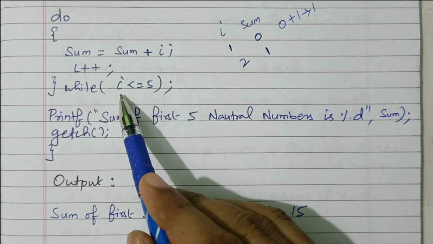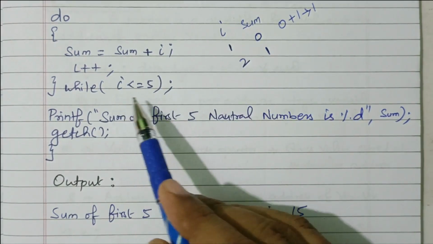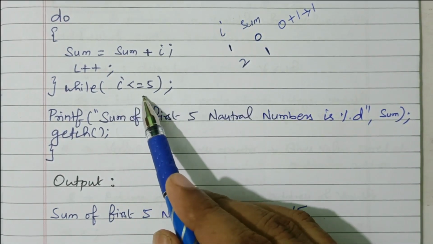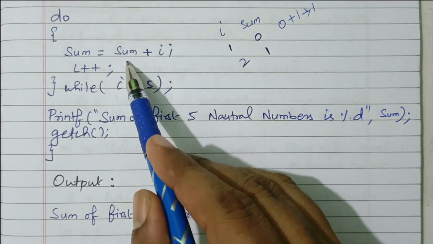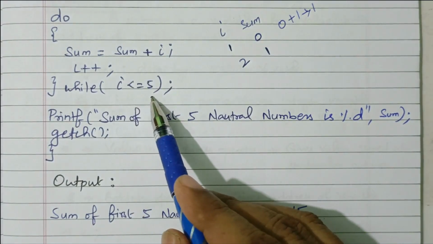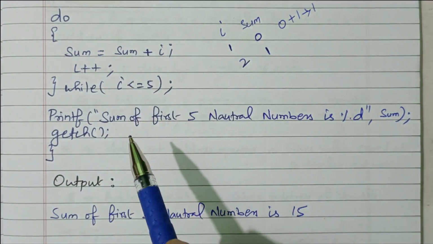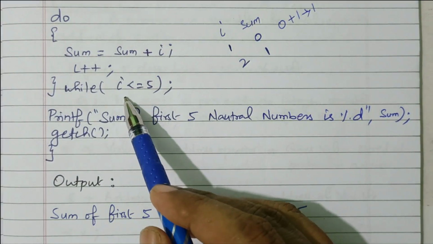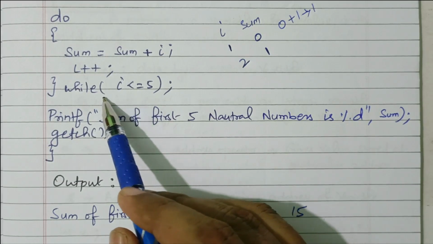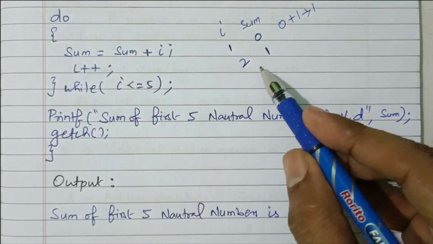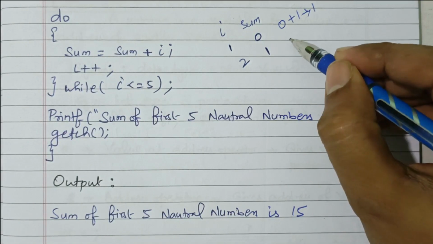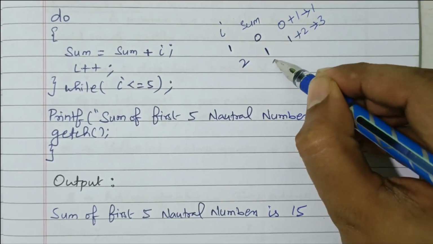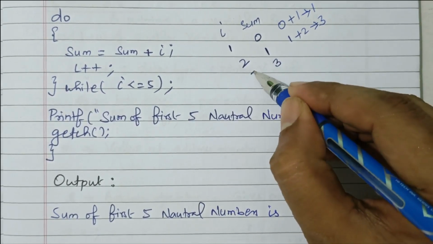Thereafter it will check the condition, I less than or equal to 5. I is 2 only, so 2 less than or equal to 5. This condition is true. After executing one time only, the condition is verified. But in the previous case, the while loop, initially we verified the condition, and thereafter it is executed. Now the condition is true, so the same statement is repeated, right? Sum equal to sum plus I. Sum is 1, I is 2, so it becomes 3. Now sum becomes 3. So I is incremented to 3.